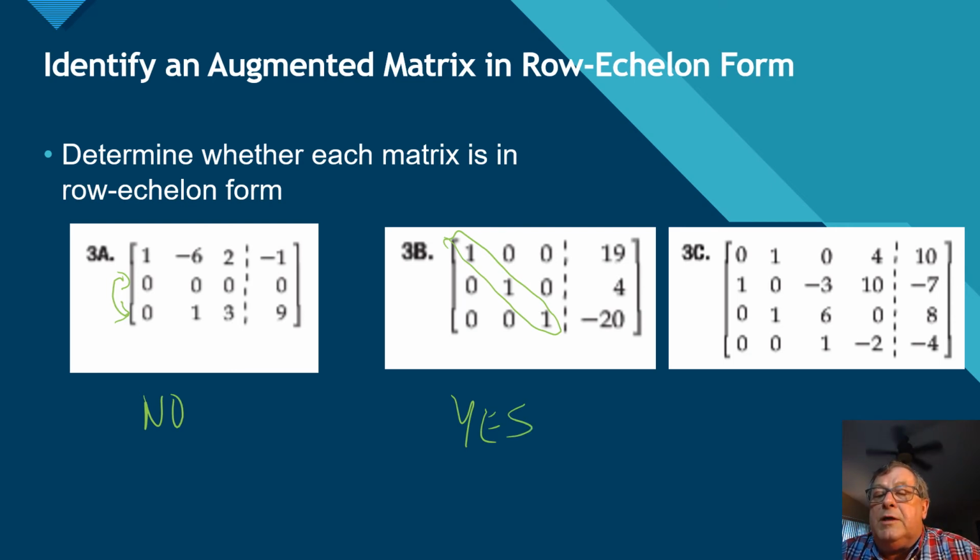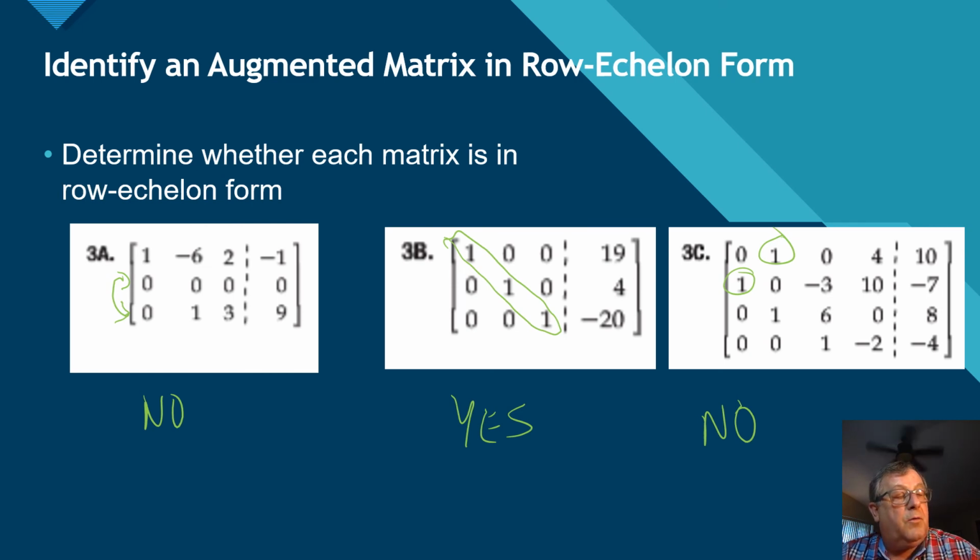All right, and then here in 3C, so I've got 4 rows, I've got 4 columns, so this would be a system of equations with 4 equations and 4 variables. But as I look at this, this is not in row echelon form, because right here I've got a leading 1, but then over here to the left of that, in the second row, I have a leading 1. And so this would not be in row echelon form.